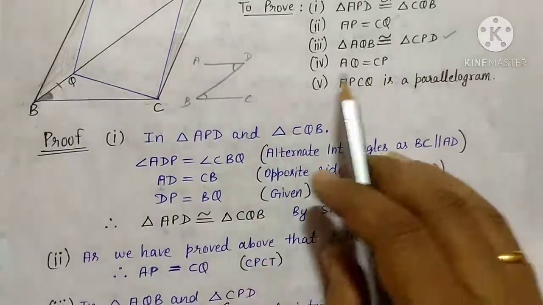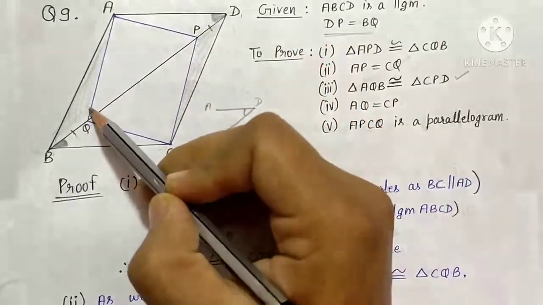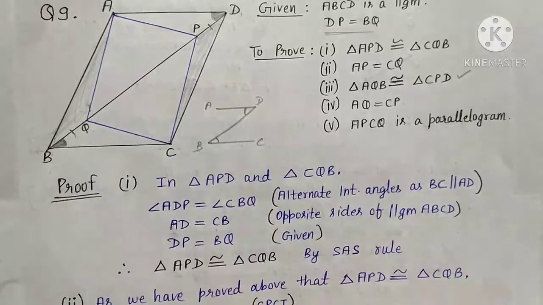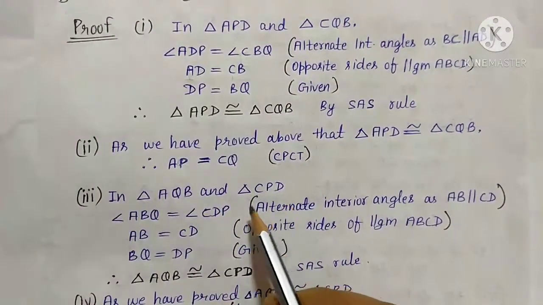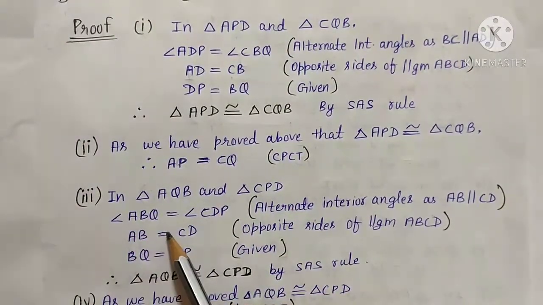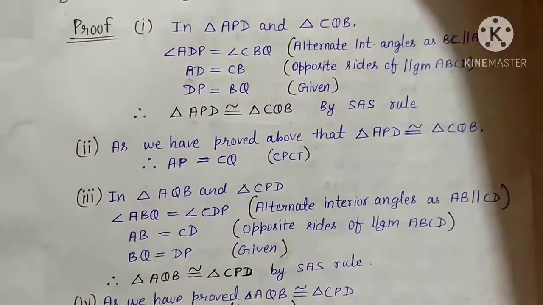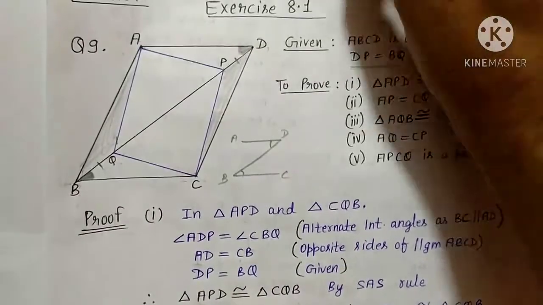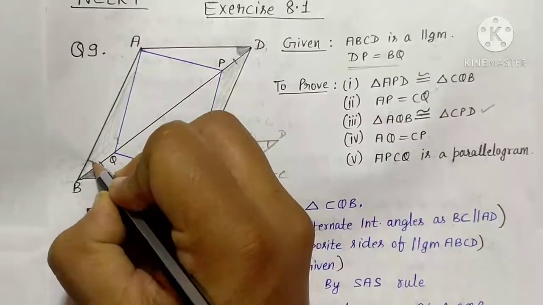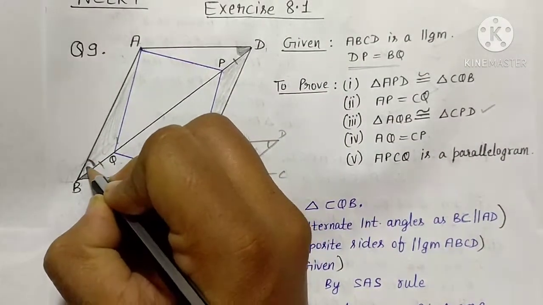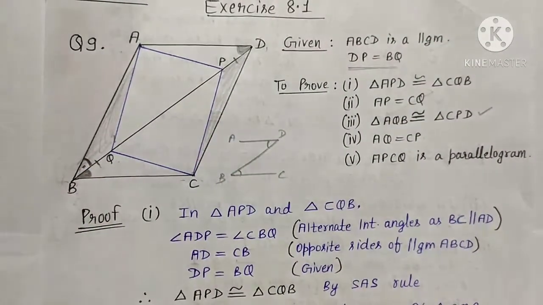So triangle AQB and triangle CPD, we have taken, and then we are saying angle ABQ is equal to angle CDP. Now just check where it is, angle ABQ. We are talking about this angle ABQ, this one. ABQ is equal to CDP.